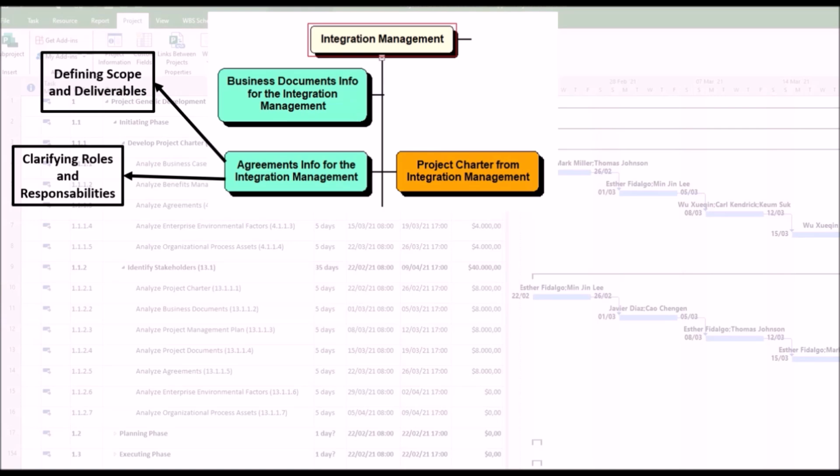2. Clarifying roles and responsibilities. Agreements often specify the roles and responsibilities of the parties involved, including the project team, stakeholders, and external vendors or partners. This helps clarify who is accountable for what, reducing confusion and ensuring smooth collaboration.